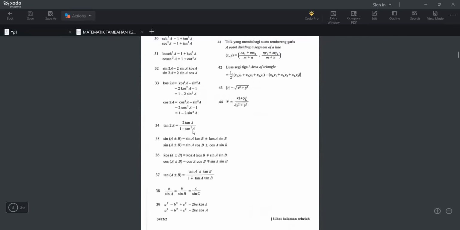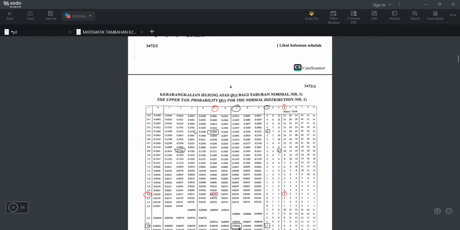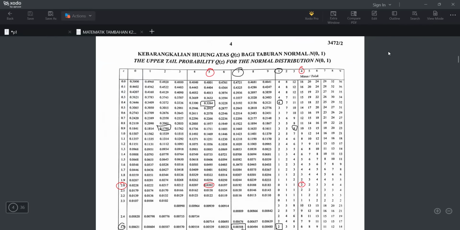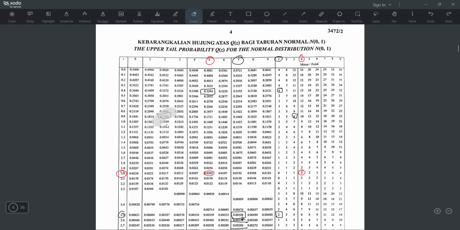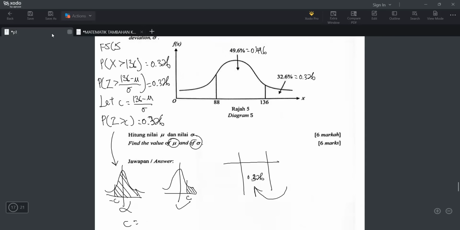Let's see. Okay, yeah. So that's the table right here. Okay, but there's some handwriting here, so let me just quickly remove all the handwriting. Okay, let's read now. I forgot already what's the value just now. So I'm looking for 0.326 or more.